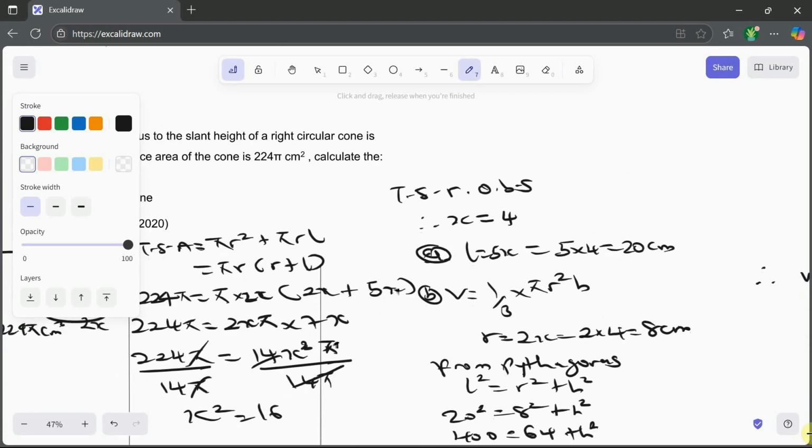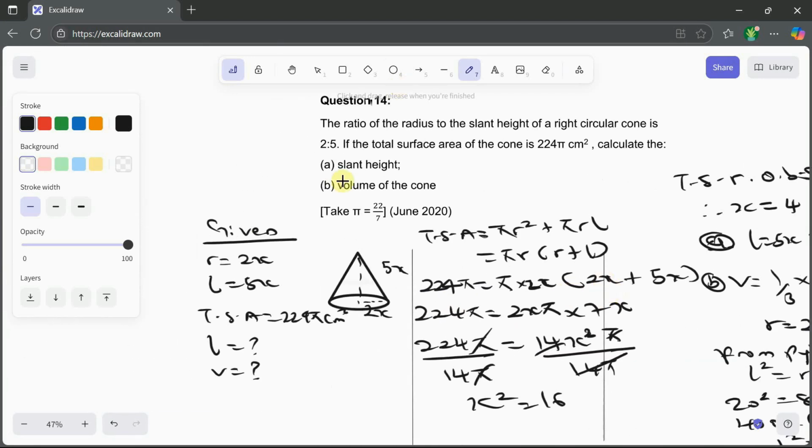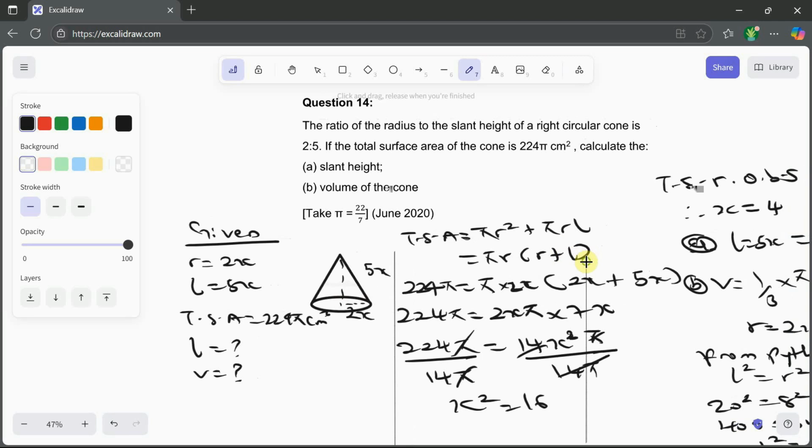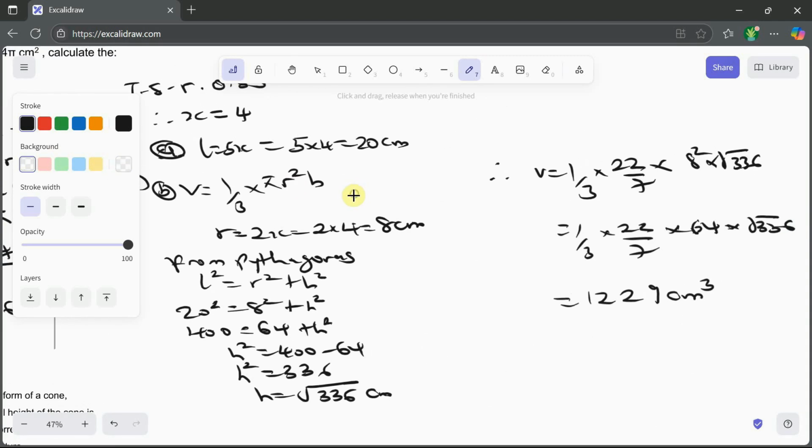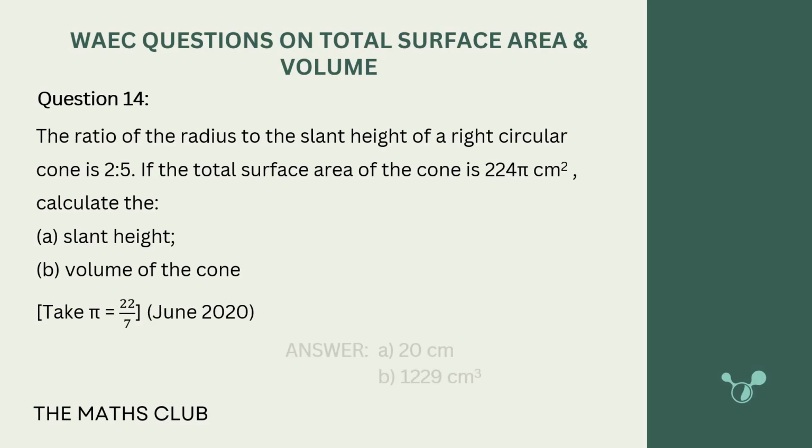Is that what they said we should do? So calculate this. Okay, great, we're good. So our slant length is 20 centimeters and our volume is 1229 centimeter cube. Let's see if we're correct.